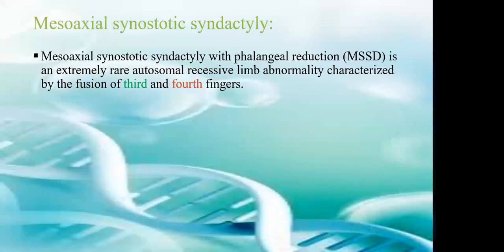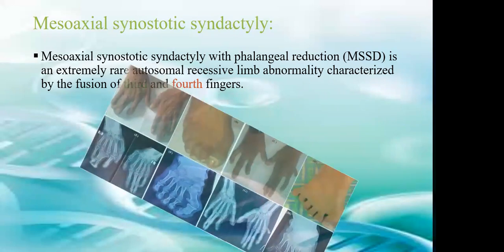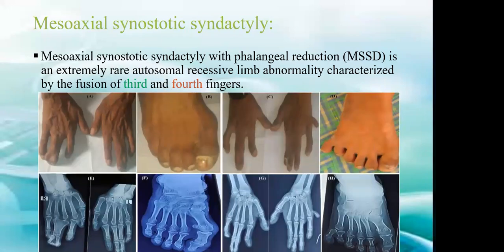And the last one is mesoaxial synostotic syndactyly. Mesoaxial syndactyly involves phalangeal reduction, and it is an autosomal recessive limb abnormality characterized by fusion of the third and fourth fingers, also called central polydactyly. The bones and the flesh of the third and fourth fingers fuse together, forming a disorder called mesoaxial synostotic syndactyly. It occurs mostly in the feet and also in the hands.